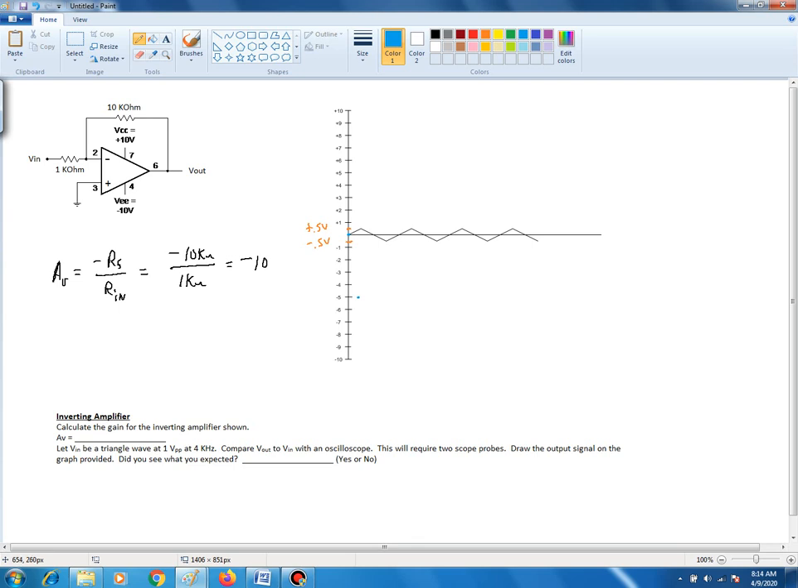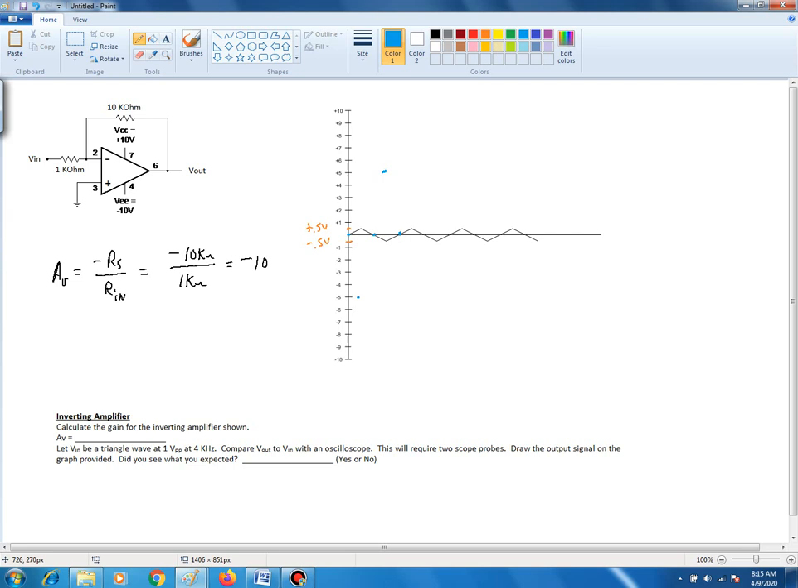And then again, when the input is at 0 volts, when it's crossing right here, your output will be 0 volts. Then when this input signal reaches a negative peak, negative 0.5 volts, your output will be at a positive 5 volts, which will be up here, right about there. And again, when the input signal is at 0 volts, right about right there, the output's going to be 0 volts as well.